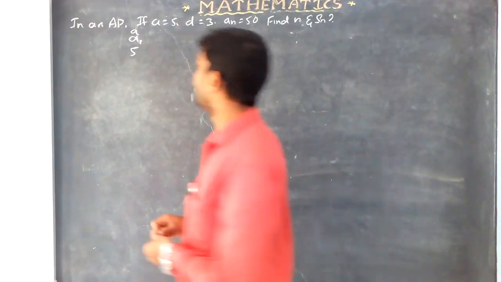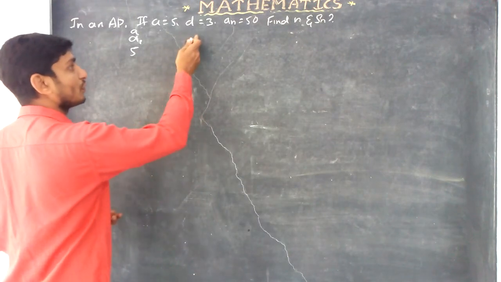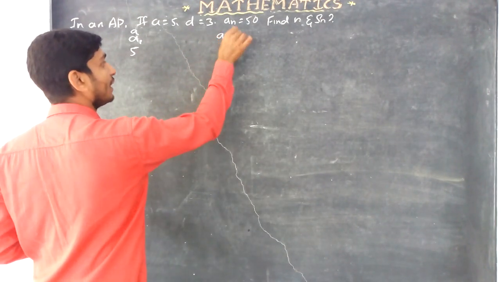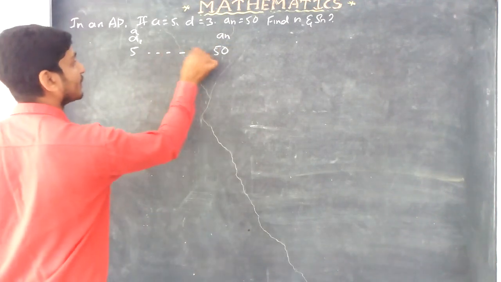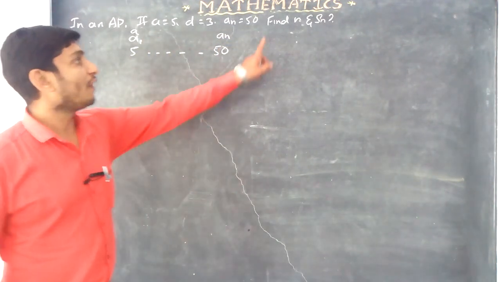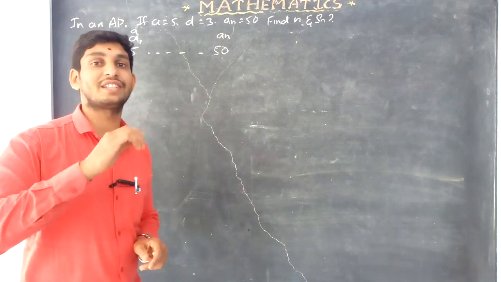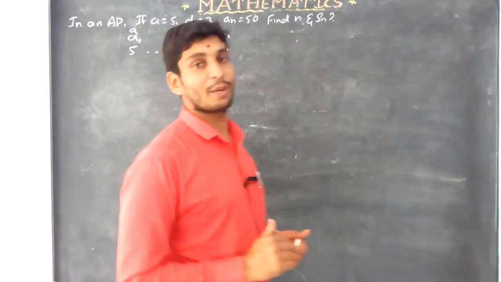nth term is 50 means, look, 4th term, 5th term, 6th term, some term is there, we do not know which term, that term is 50. Find n is the question as well as Sn you have to find. Find n means what do we have to find now?